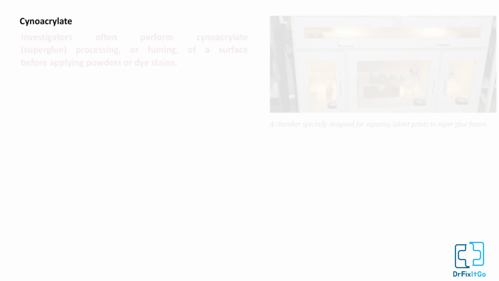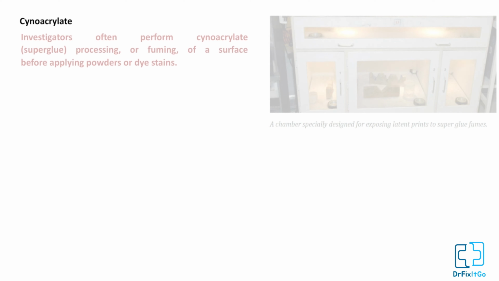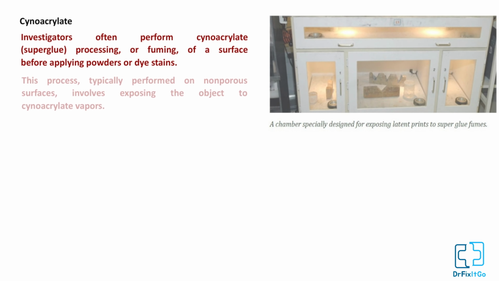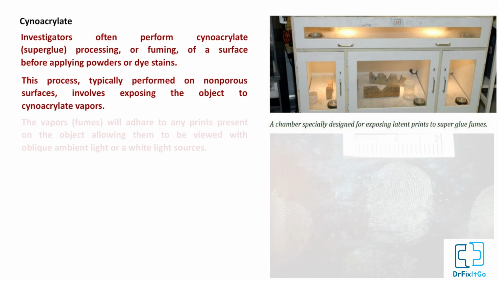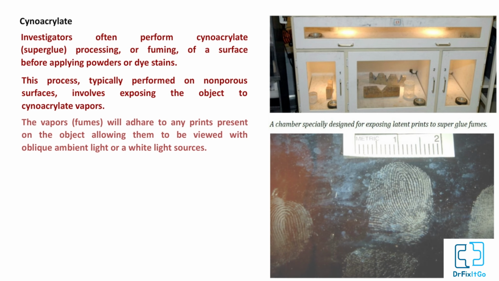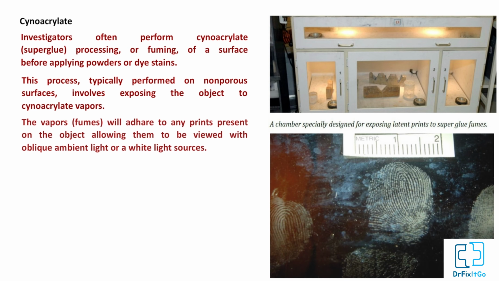Cyanoacrylate. Investigators often perform cyanoacrylate processing, or fuming, of a surface before applying powders or dye stains. This process, typically performed on non-porous surfaces, involves exposing the object to cyanoacrylate vapors. The vapors or fumes will adhere to any prints present on the object, allowing them to be viewed with oblique ambient light or a white light source.